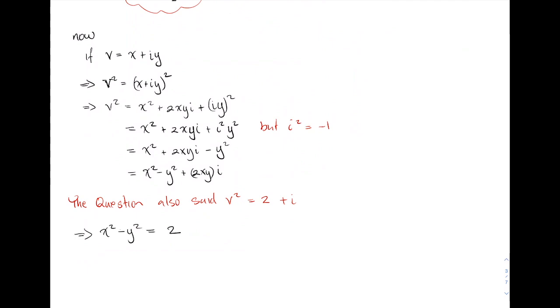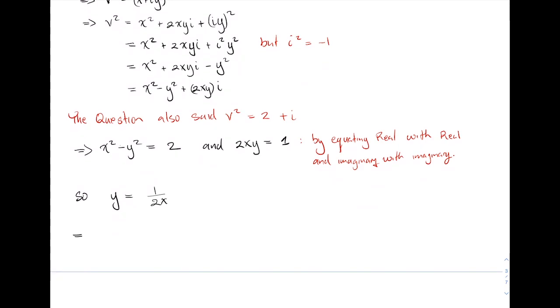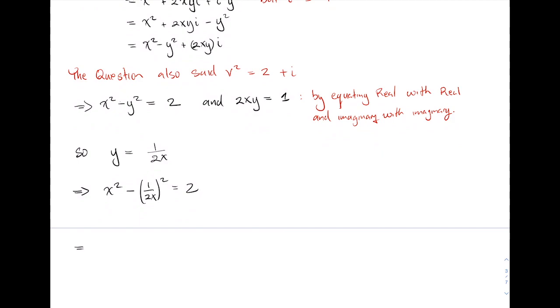So this means that x squared minus y squared is equal to 2 and 2xy is equal to 1 by equating real with real and imaginary with imaginary. So taking our second equation there and transposing for y, we end up with y equals 1 divided by 2x. Subbing that into our first equation, we end up with x squared minus (1 divided by 2x) all squared equals 2. This then means we have x squared minus 1 divided by 4x squared equals 2, which means we can now multiply through by 4x squared.